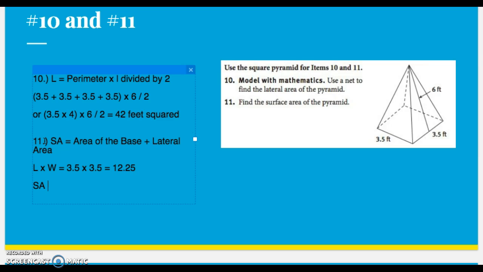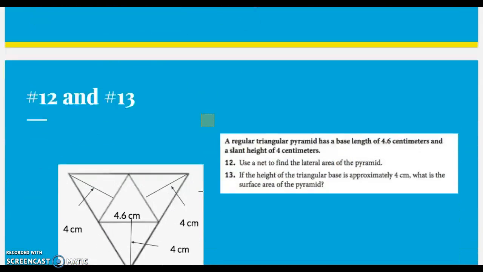Now to get surface area, we take that 12.25 and we add it back to the 42 from the lateral area, and we get 54.25 feet squared. And that's all you got to do, guys. You just get your lateral area, and then you find the area of the base and add them together. So that is number 10 and number 11.